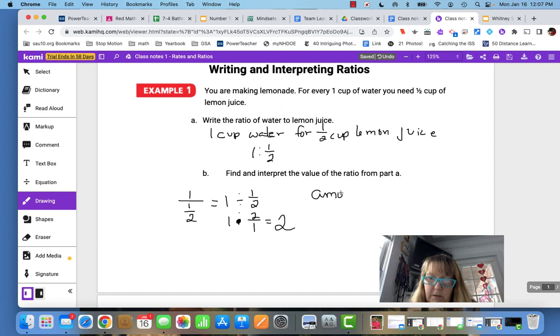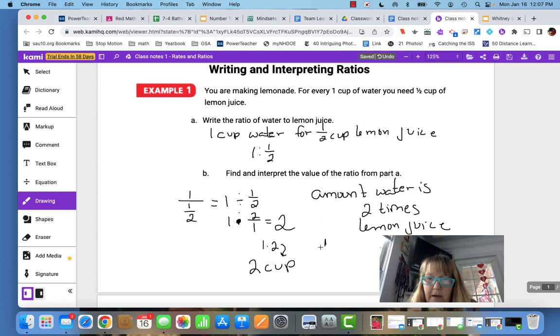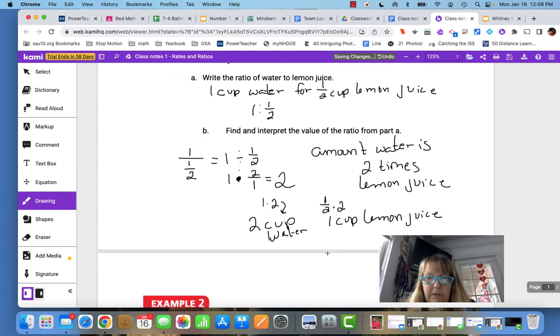This means the amount of water is 2 times the amount of lemon juice. For example, if you had 2 cups of water, we multiplied 1 times 2 to get to the 2 cups. Therefore, you would have to multiply the 1/2 times 2, which would give us 1 cup of lemon juice, if you wanted to double the recipe. Kind of makes sense because we're multiplying by 2.